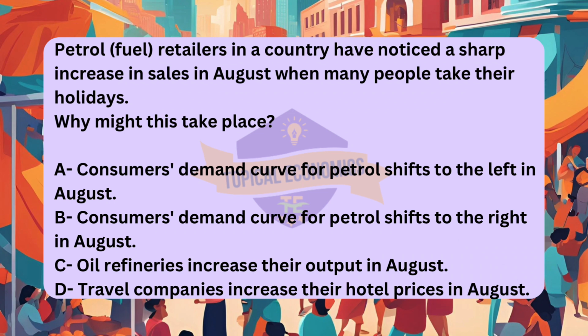Lastly, option D. Travel companies increase their hotel prices in August. Is unrelated to the demand for petrol. While hotel prices might increase during peak travel seasons, this is not the primary factor influencing petrol sales. Petrol demand is more directly affected by the number of people traveling, not the cost of accommodation.